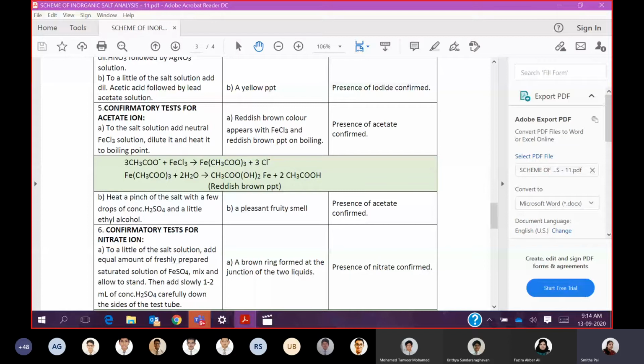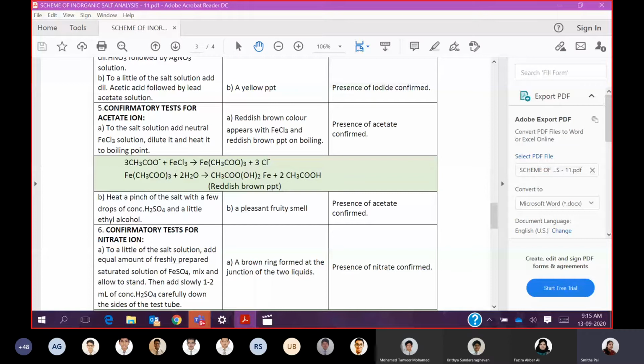Under confirmatory tests, you have two tests, ferric chloride test and ester test. For the ferric chloride test, you will be taking salt solution and mixing it with ferric chloride solution. You will get a brown color, which on heating gives a brown precipitate. For the ester test, you will be taking your salt in the test tube, adding few drops of concentrated H2SO4. You will be adding ethanol to it and warming it. After warming, you will be pouring the contents in water taken in a beaker. A pleasant fruity smell indicates the presence of acetate.